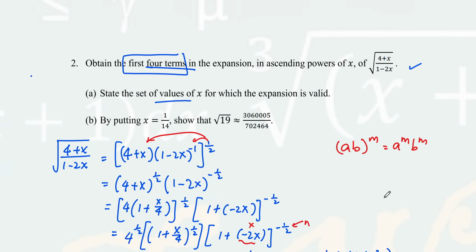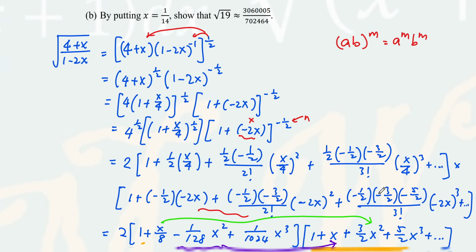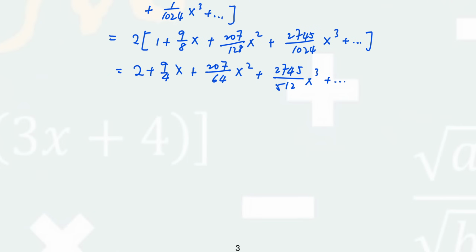Okay, part A. State the set of x values for which the expansion is valid. So now since we have done 2 expansions, see this is the first one, first expansion, second expansion. So now we need to consider the modulus of their x. So now I will just write here.